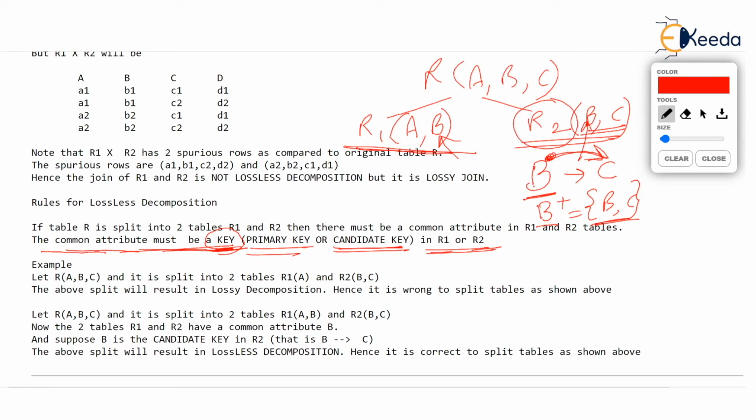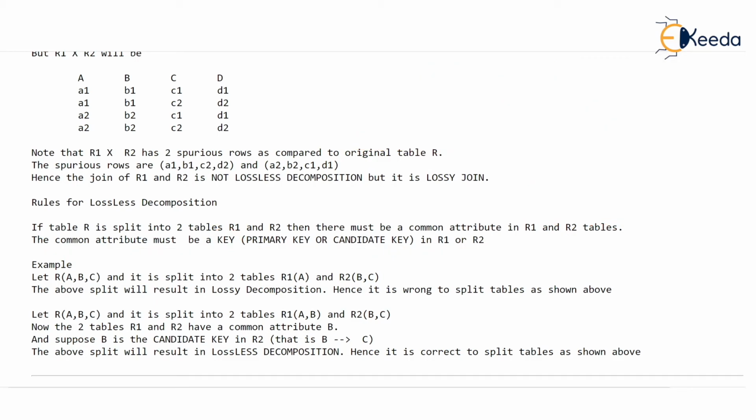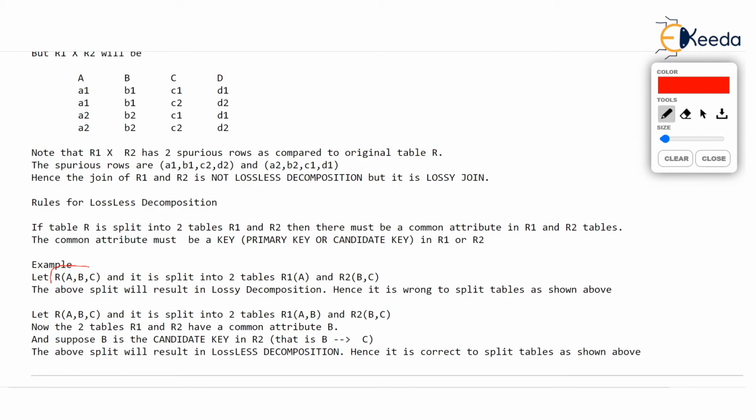And remember, B was a common attribute. Then this common attribute must be a candidate key either in R1 or in R2 or maybe in both. If it is in both, then well and good, isn't it? As an example, here I have written the same thing. You watch that we have R and it is split into R1 and R2. But R1 has only A and R2 has BC. The above split will result in lossy decomposition because there is no common attribute. Hence, it is wrong to split the tables as shown.